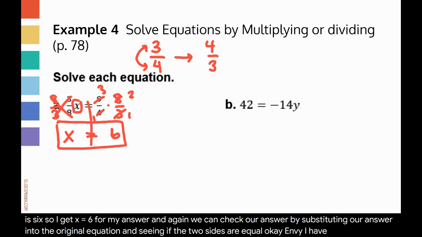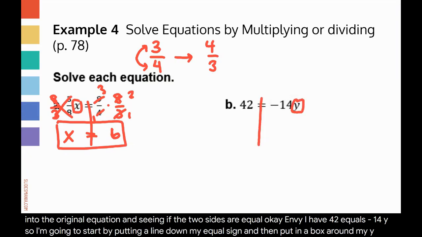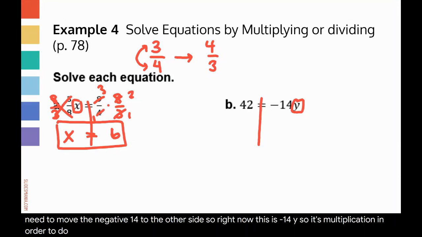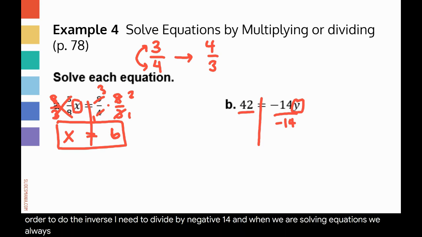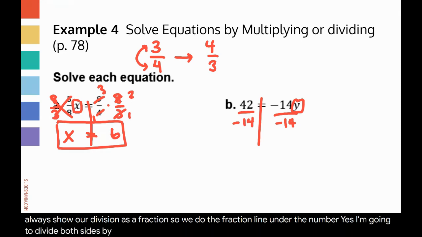Okay, in B, I have 42 equals negative 14y. So I'm going to start by putting a line down my equal sign and then putting a box around my y. And I need to move the negative 14 to the other side. So right now, this is negative 14 times y, so it's multiplication. In order to do the inverse, I need to divide by negative 14. And when we are solving equations, we always show our division as a fraction. So we do the fraction line under the number. Okay, so I'm going to divide both sides by negative 14.